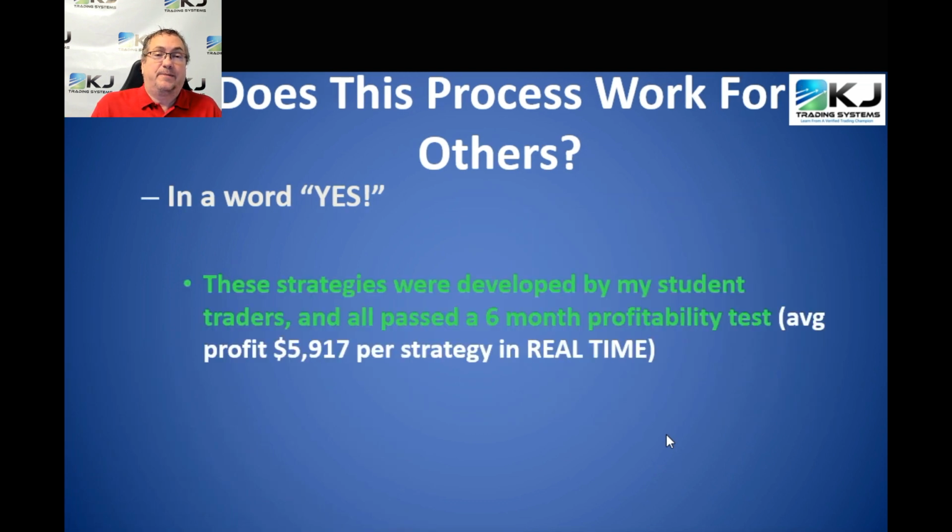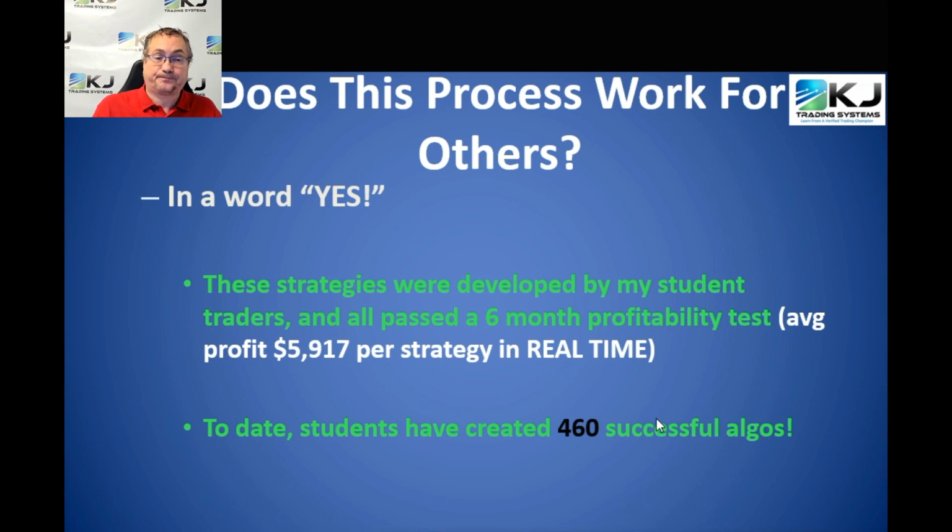So all these were developed using my approach that I teach. And for those 12 strategies, the average profit over that 6-month real-time test was almost $6,000 per strategy. So those strategies did pretty well in real time. And that's what you're looking for when you build algos, right? And to date, since I started running the Strategy Factory Club, we have had 460 strategies just like that. And if you're part of the club, there's a chance that you get access to those strategies.